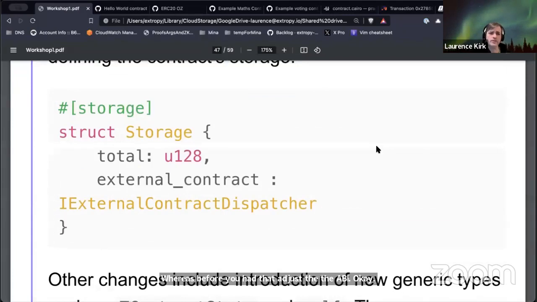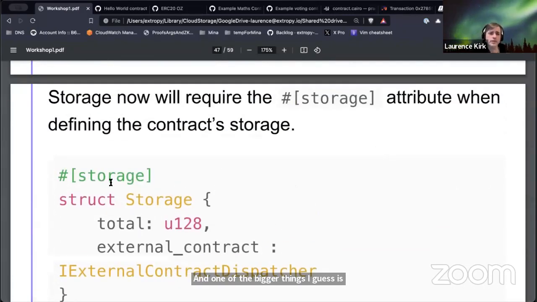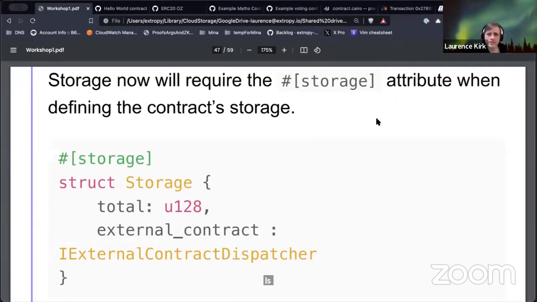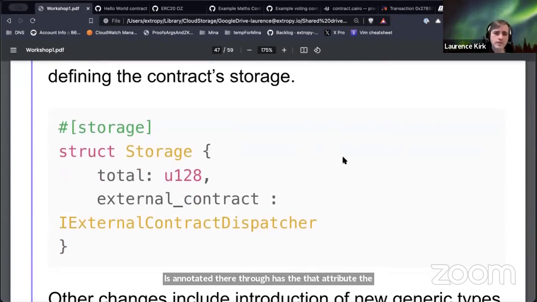And one of the bigger things, I guess, is the storage is annotated there. Sorry, it has that attribute, the storage attribute, as you can see there. So this, for example, is showing some state. We have a numeric value being held as a total, and then we have this dispatcher. What this effectively is doing is holding, like, an address for another contract. So if we're wanting to interact with another contract, it's a way of keeping details of that within our storage.